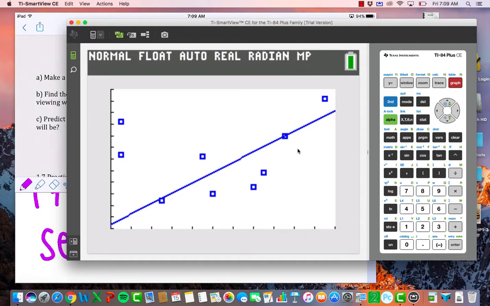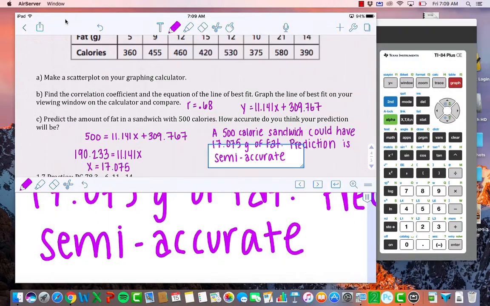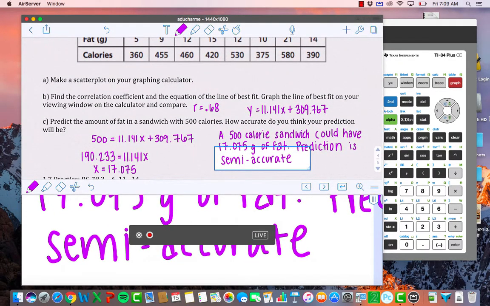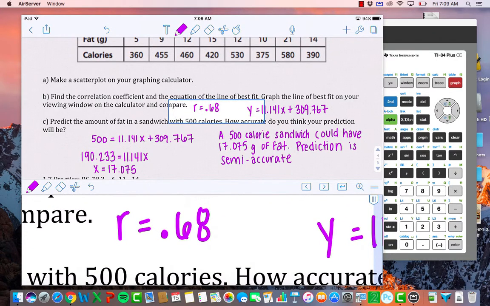I would say it's not accurate if it was less than half for a correlation coefficient. Like if our correlation coefficient up here was like 0.3, then I would say it's not accurate. But at least it's in between halfway and the whole thing, so it is definitely somewhat accurate.